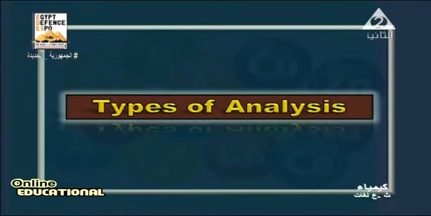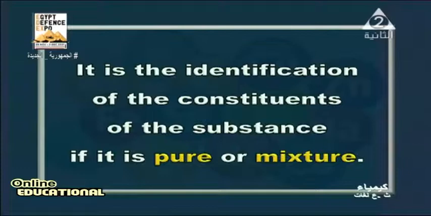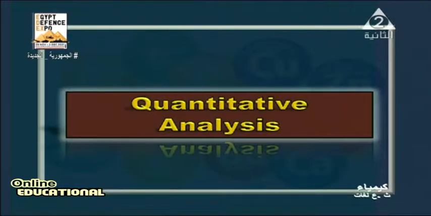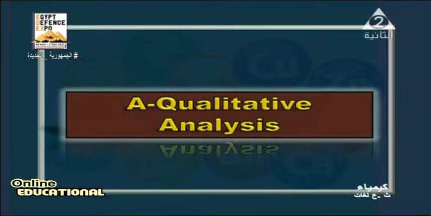So we are going to discuss first the types of analysis. Qualitative analysis is the identification of the constituents of the substance, whether it is pure or a mixture. While quantitative analysis is the determination of the ratio or the percentage of the constituents of the sample. Today, my dear students, we are going to discuss the qualitative analysis.